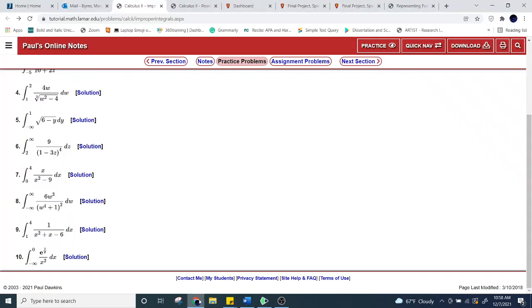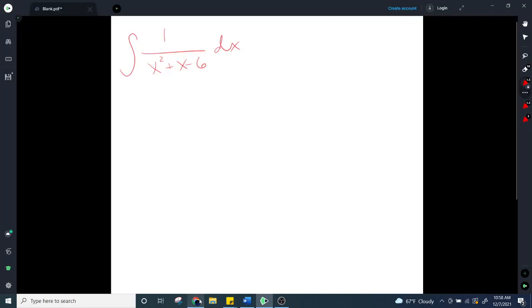Okay, so let's go back. We were looking at the integral of 1 over, I believe it was x squared plus x minus 6, but let me double check that. x squared plus x minus 6 from 1 to 4. All right, so why is this improper? My assumption is that there is a discontinuity at either one of the endpoints or in between.